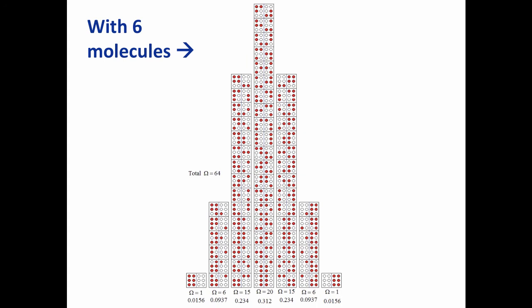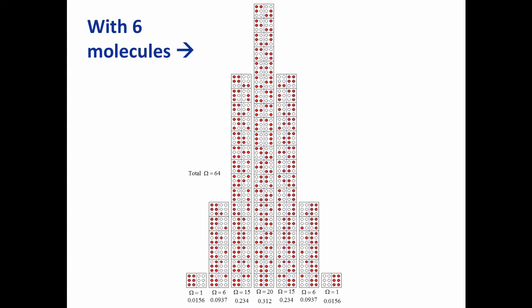Now, what happens if we do more molecules, like let's say 6? Well, there's only one way all 6 molecules are on the left, only one way all 6 molecules on the right, but there are 6 ways we can have 5 molecules on the left and 1 on the right, and same idea for the reverse. There's 15 ways to have 4 molecules in the left bulb and 2 on the right bulb, and vice versa for 2 and 4. And then there's 20 ways, the most probable, of having 3 molecules in the left-hand bulb and 3 molecules in the right-hand bulb.